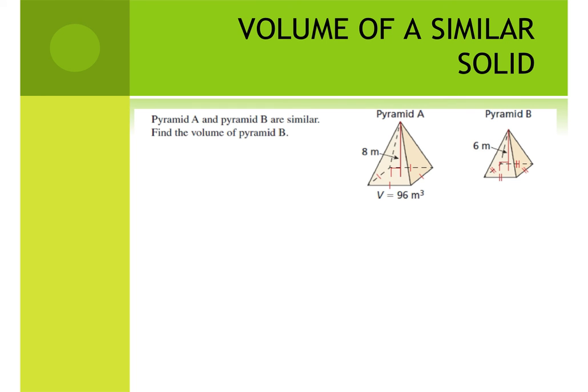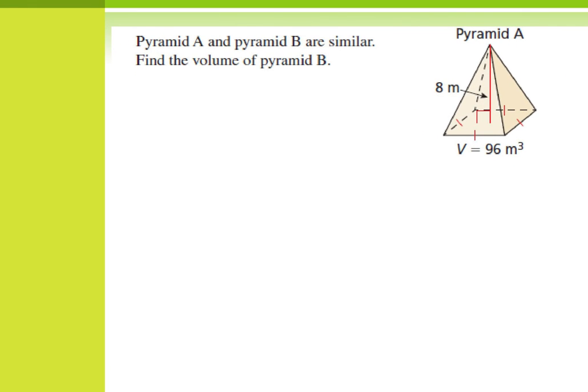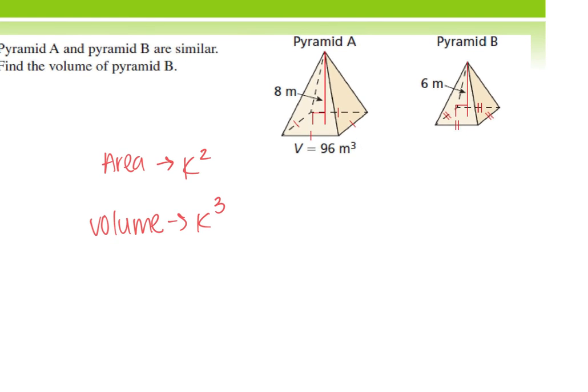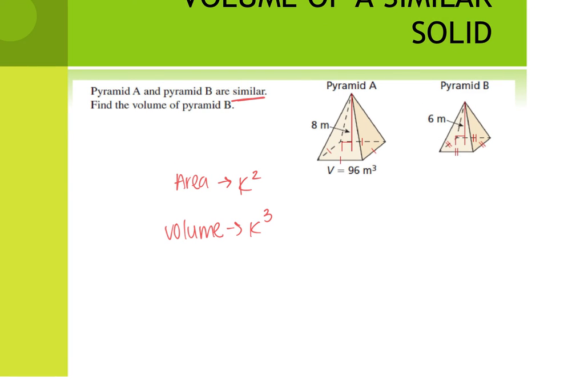The volume of similar solids. Do you guys remember when we talked about similar solids and we compared their areas? Maybe you forgot. When we compared area, I think we already talked about this, but I could be wrong, the area was proportional by the scale factor squared. Do you guys remember that? And then volume would be proportional by the scale factor cubed.